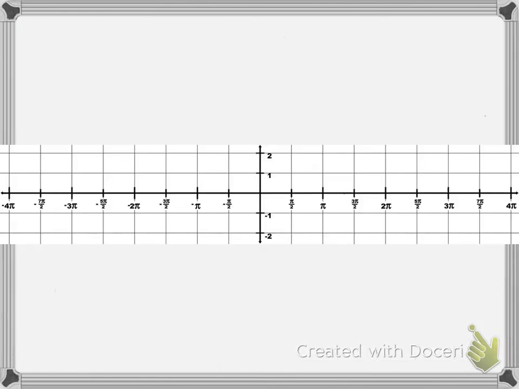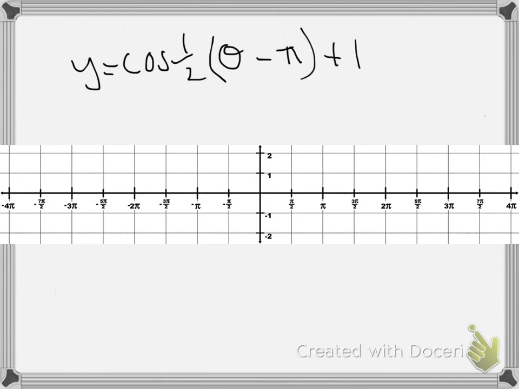Okay, the last graph I want to do here in this presentation is y equals cosine a half, and in brackets we've got theta minus pi, plus 1. Okay, so that's what I'd like to do here. Now, there's no change in amplitude because in front of the cos there is no number greater than 1. It's just 1, of course. So the amplitude will be 1.